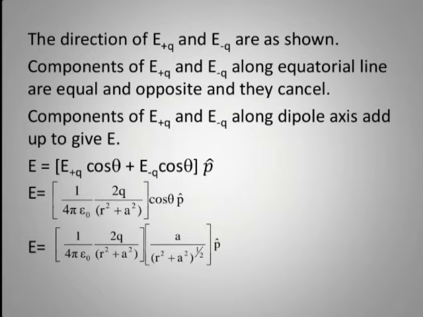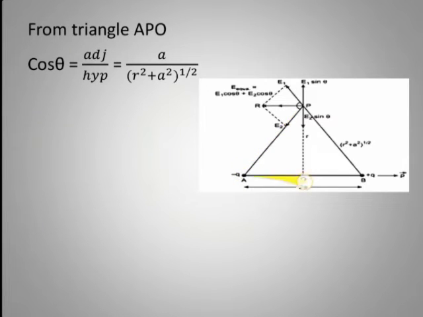Now, as I have taken cos theta common, you have two electric fields, so that is why I have written 2 here, twice the electric field. If you check with this triangle also, the value would be the same, because one distance is a, the other distance is r, and the hypotenuse would be r square plus a square to the power of half.